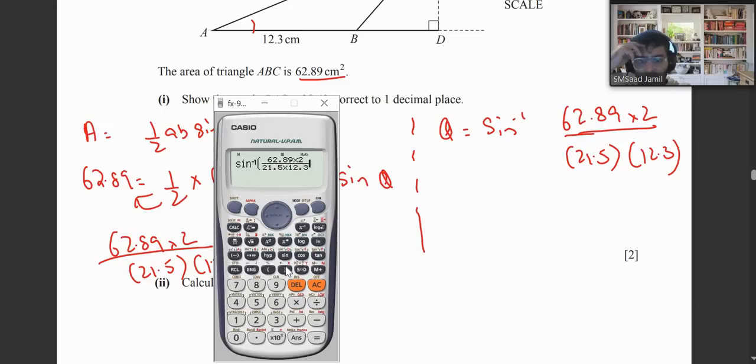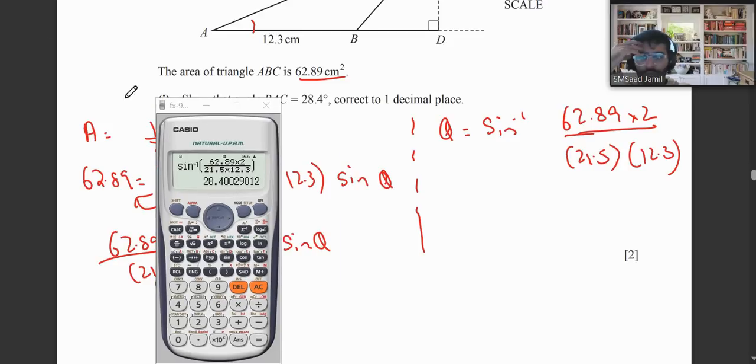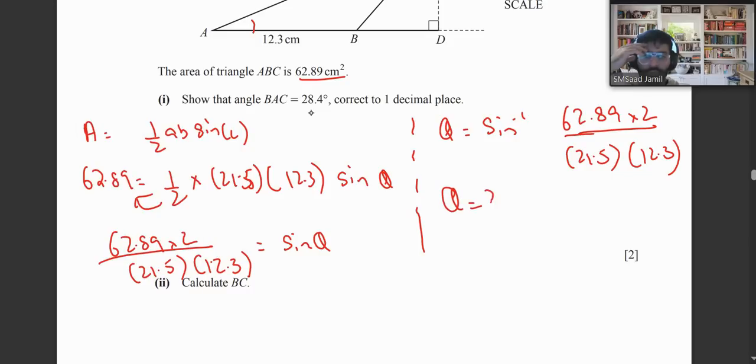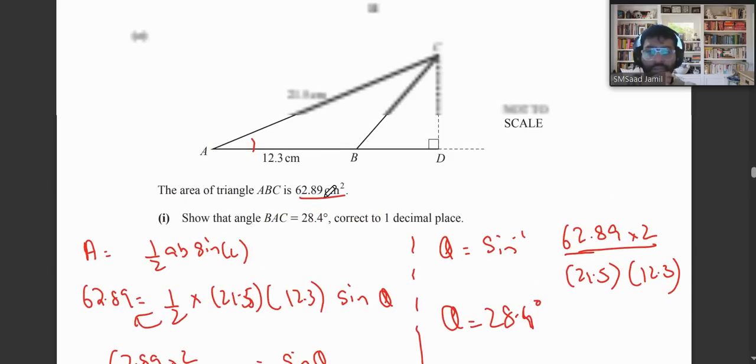If you guys want, you can solve it further, but I'm just putting the whole thing into the calculator. So as you can see, what is my calculator showing? 28.4. And what do we have to show over here as well? 28.4. So this is enough. Look, 28.4. Hence shown.